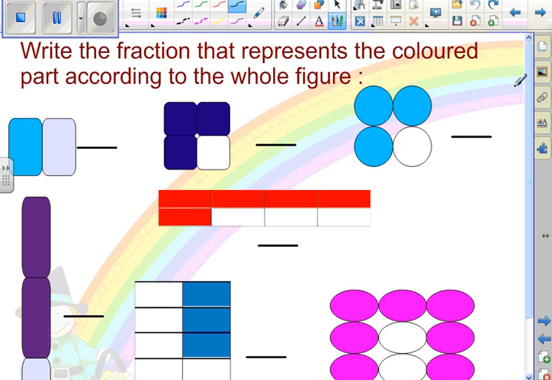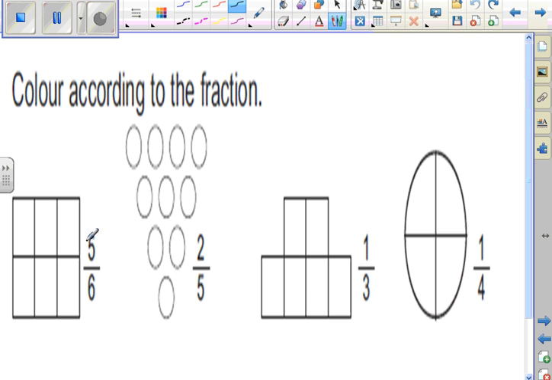Okay, you can take more practice here. Now color according to the fraction. Read this fraction. Yes, 5 over 6. So now the number of all parts should be 6. Let's count the number of all parts. 1, 2, 3, 4, 5, 6. So the number of all parts is 6. So color 5 parts from these parts. Okay, so I will color 5 parts.